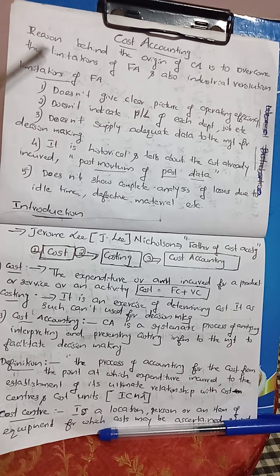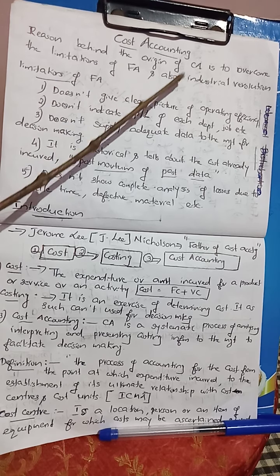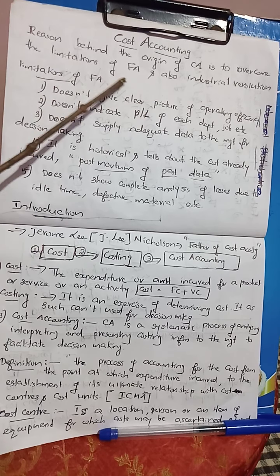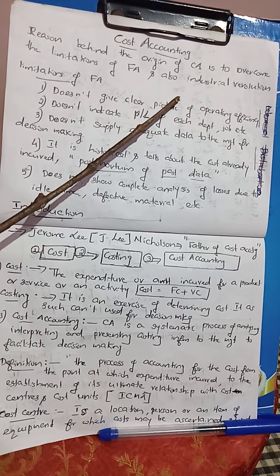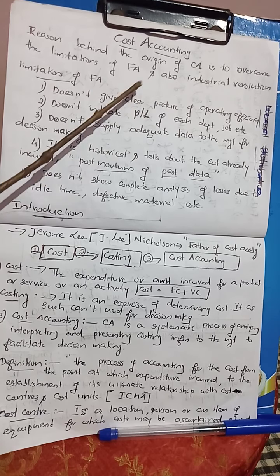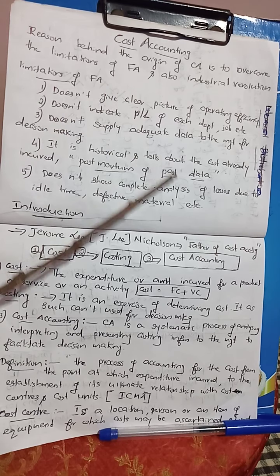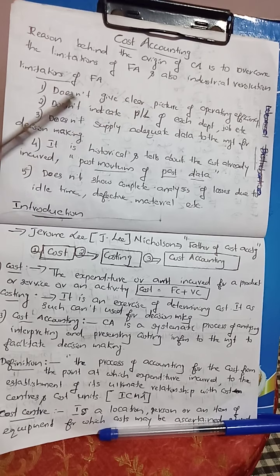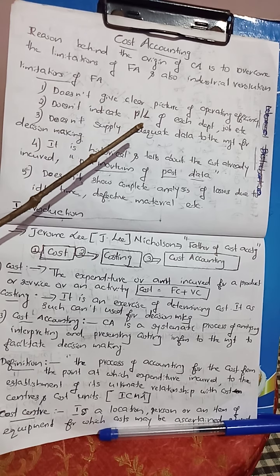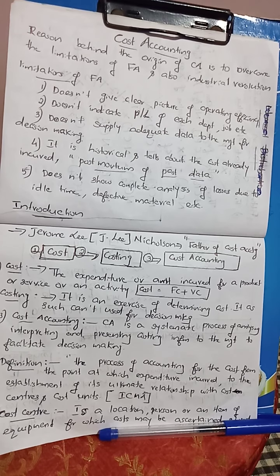As I said earlier, the reason behind the origin of cost accounting is to overcome the limitations of financial accounting and also as a part of the industrial revolution. So what are the limitations of financial accounting? In financial accounting, it does not give a clear picture of the operating efficiency.